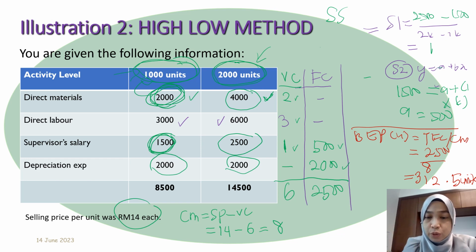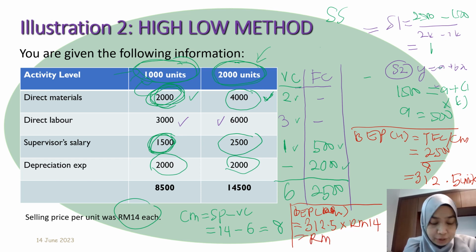Okay, if you want to calculate BEP in RM value, you just take the BEP in units just now, 312.5, multiplied by the selling price for 1 unit of product, 14 ringgit. So you will get a total break-even point of 4,375 ringgit. Okay, that's all.